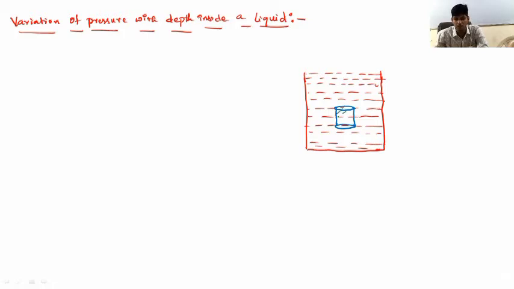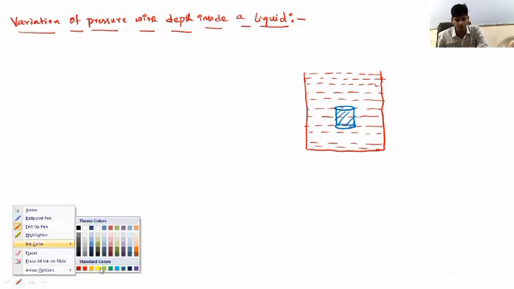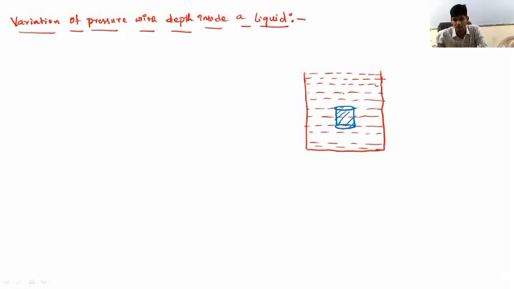Let us see what forces act on this cylindrical portion of liquid. There will be mainly three forces acting on it. The first force that acts on this is the normal force exerted by the liquid above this cylindrical portion. We'll call this F1.